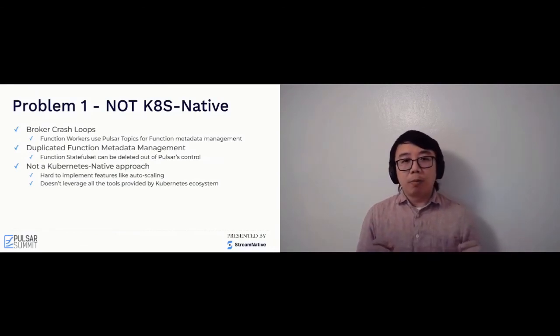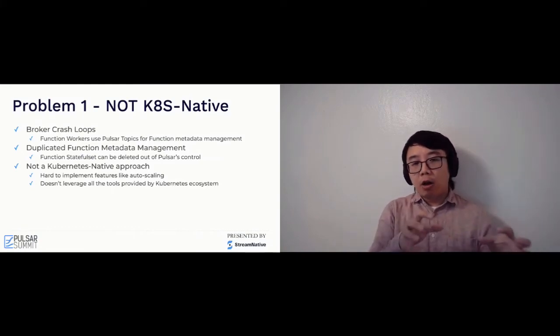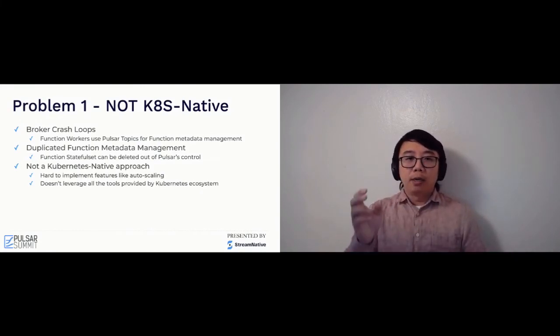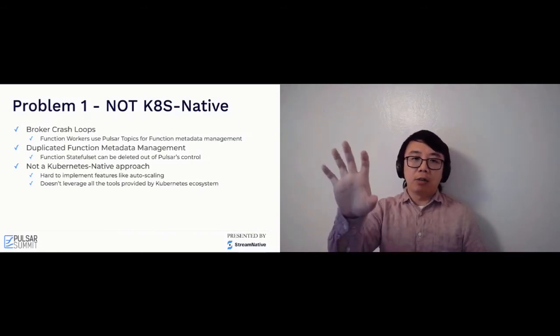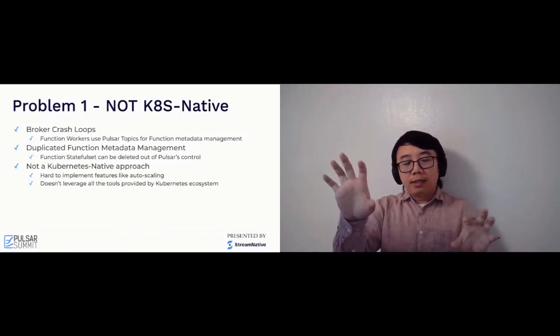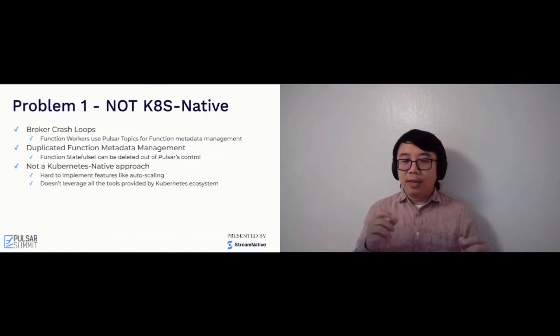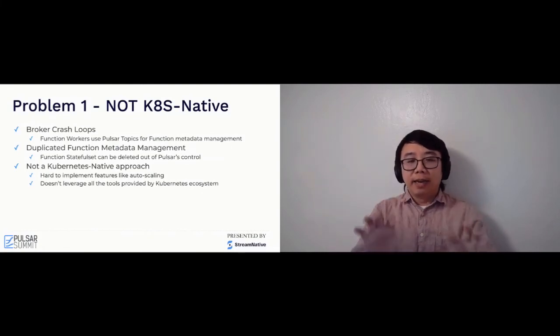The second problem is, as you can see here, we store all the function metadata in Pulsar topics, and when we create a job for running the functions, we create a stateful set on Kubernetes. This duplicates function metadata. So it becomes very tricky and really hard to make sure these two states are in sync.